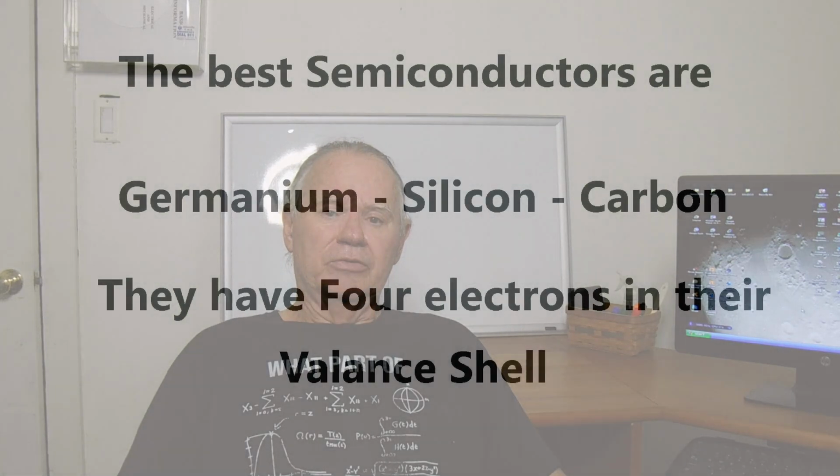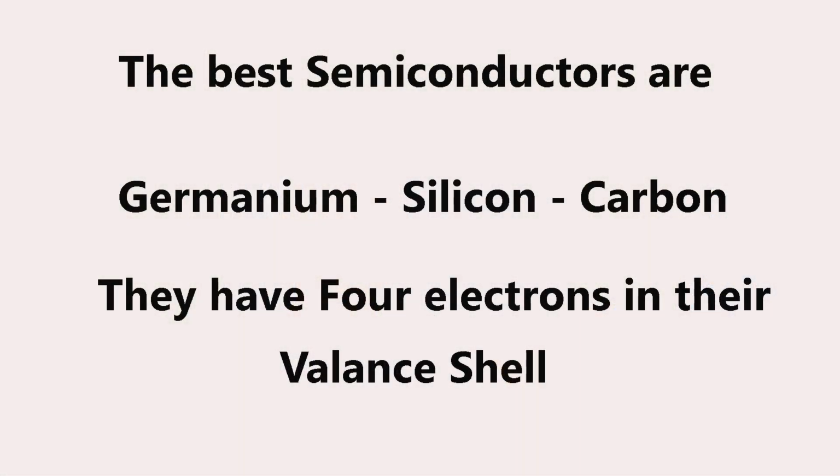Now we're going to talk about semiconductors. Semiconductors have 4 electrons in the valence shell, and they're kind of in between. They're just not content. So that's why we make the chips, semiconductor chips out of those.